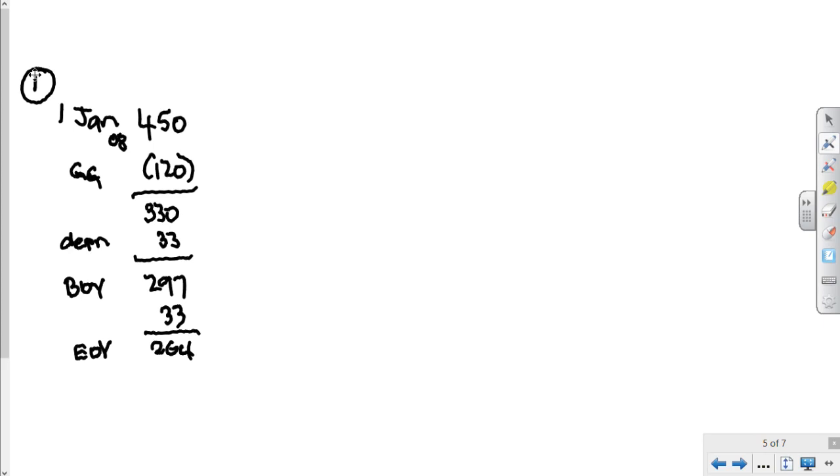Agree? So in my PPE note, this is what my PPE note would look like. Beginning of year, it would have a carrying amount of 297, being a cost of 330 and accumulated depreciation of 33. End of year would have a balance of 264, and there would be depreciation for the year of 33. I'm going to come back to the repayment. All right.